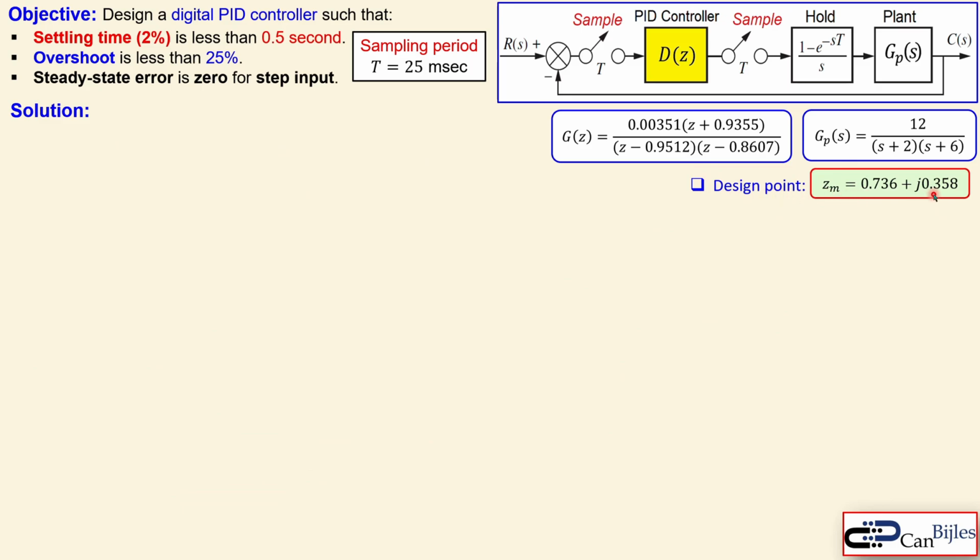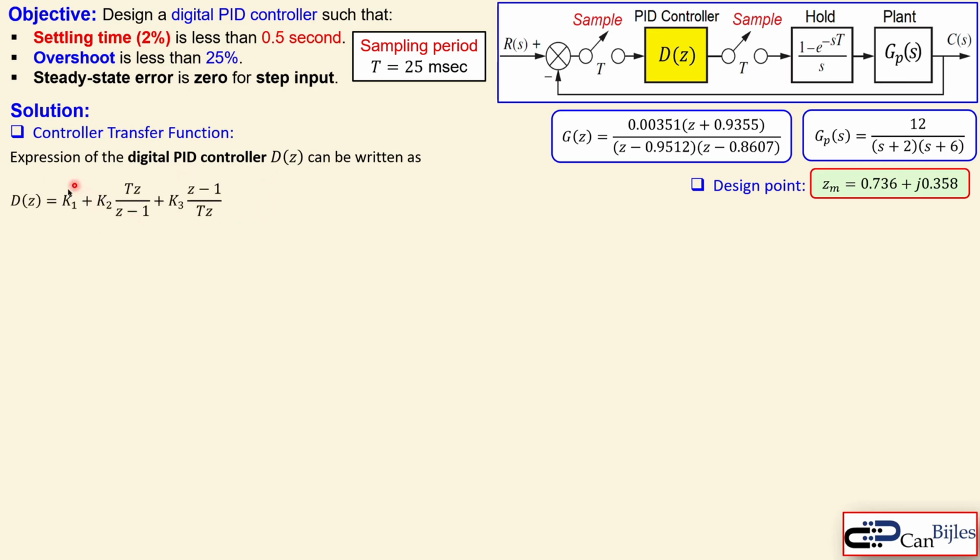Okay, moving on. This is our z transform of the plant. This is our design point just determined, and we now start with the controller. First, the controller transfer function. Since we need a PID controller, the expression for the PID controller has 3 parts. One of them is the gain, K1. The other one is the I operation here, which is K2, with the sampling and the z operation. And we also have K3, which is our derivative operation. Together here we have the PID controller.